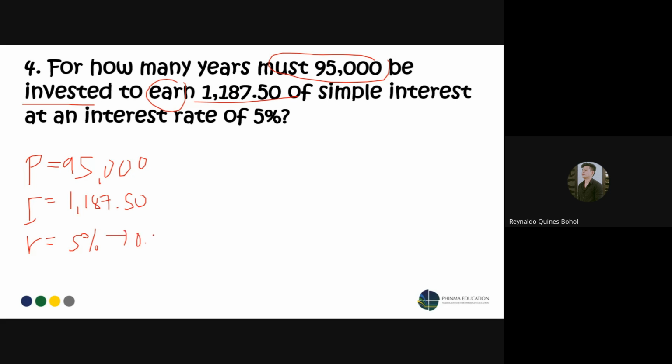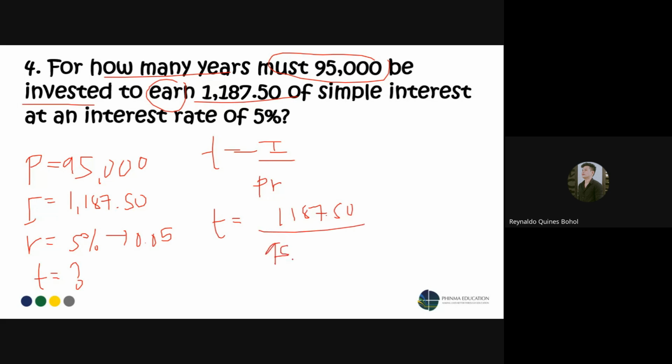5% is 0.05. For how many years? So our time is unknown. In solving the time, this is I over PR. So I is 1,187.50 over 95,000 times 0.05. And the time here is 0.25 years. So the time is 0.25 years.